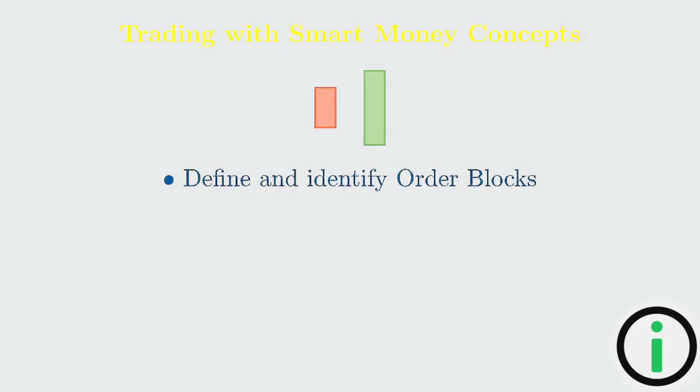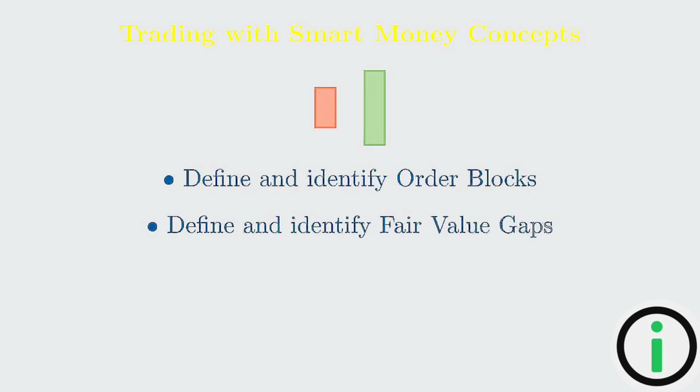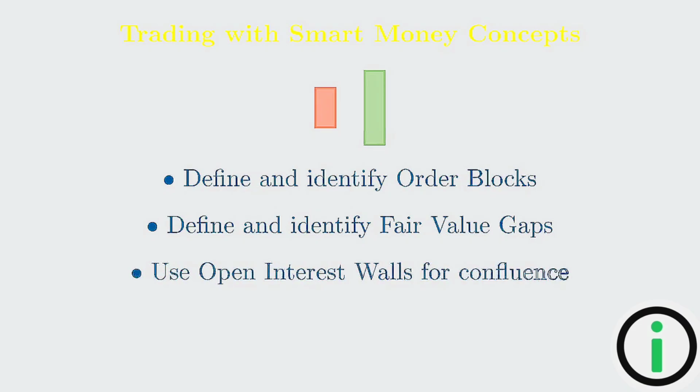In today's lesson, you will learn how to identify institutional footprints on a price chart and how to use them to find high-probability trade setups. We have three main objectives today. First, define and identify order blocks. Second, define and identify fair value gaps. And third, use open interest walls for confluence. Our goal is to move away from reacting to price after it has already moved, and instead, learn to trade the return to value.